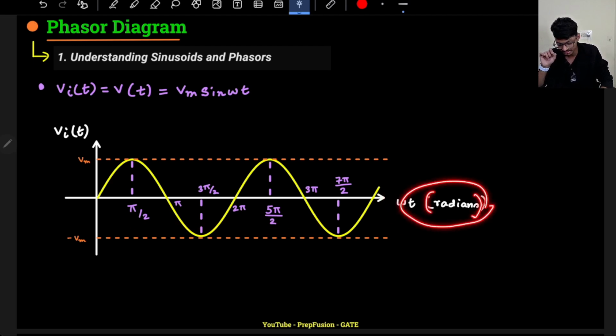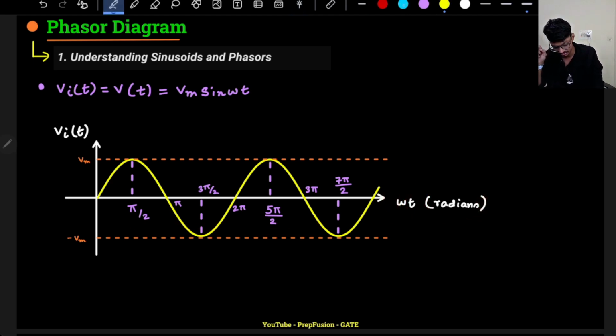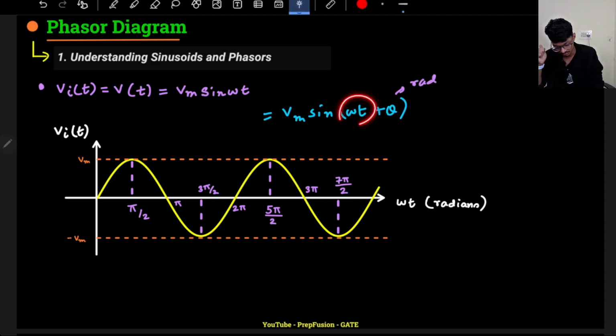So if omega t is in radians, then whatever theta I write here, let's say Vm sine omega t plus theta, this theta unit also will be in radians only, because of course the principle of homogeneity must hold. We are adding two things here, and both of them must have the same units. We cannot add different types of components. You cannot simply add current and voltage. You only add voltages or you add currents. So here my theta will be in radians.